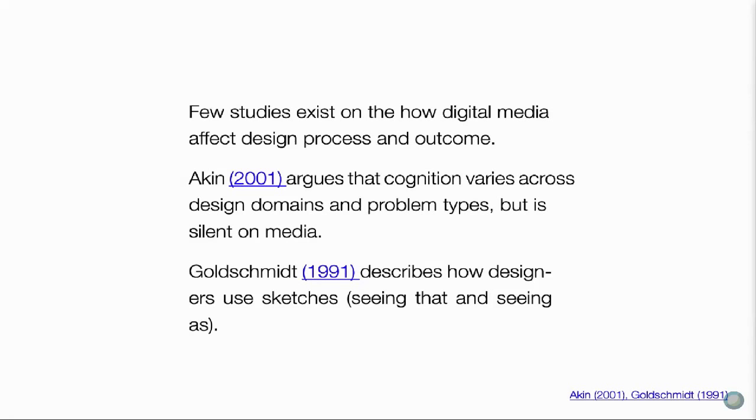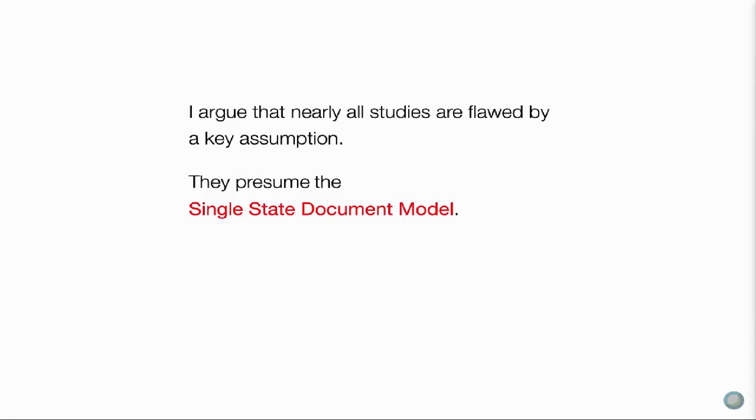Homer Aiken, who sadly passed away last week, argues that cognition varies across design domains and problem types. He's silent on media. Goldschmidt describes how designers use sketches. All of our studies are done with now very, very familiar sketches. In contrast, studies done in the digital domain, with the exception of some pretty brilliant stuff in the last 10 years, are flawed by a key assumption.